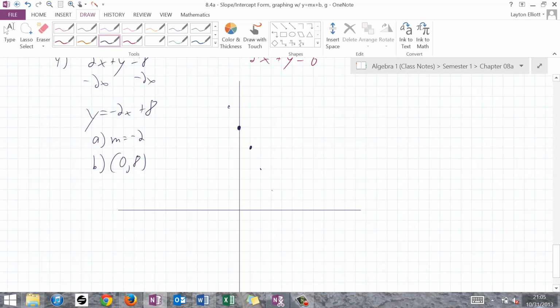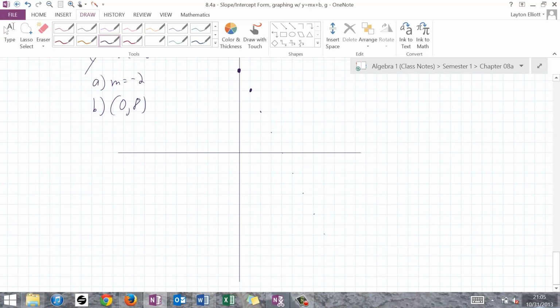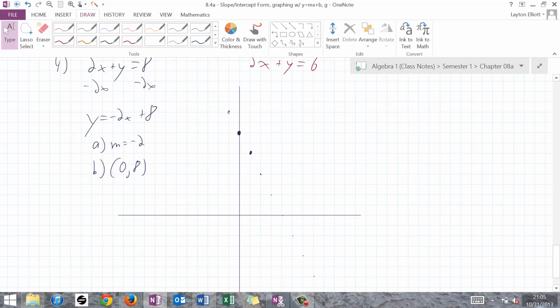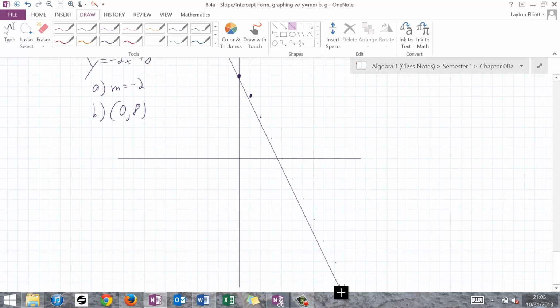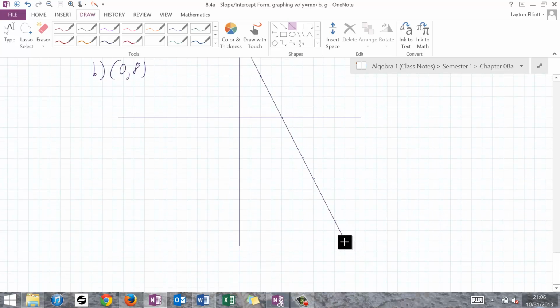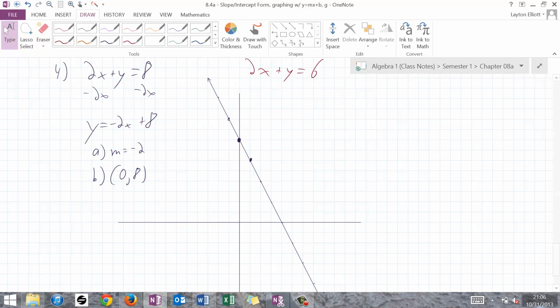Put as many points as I can all the way down to the end, so I know because we made this graph big, we've got a lot of points. Shouldn't take you too long to put enough dots down. Then I'm going to connect these. And I'll label that y is equal to negative 2x plus 8.